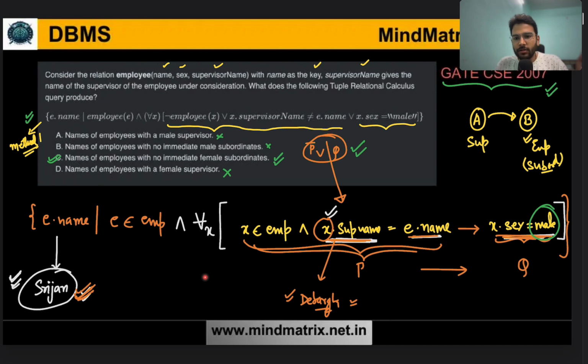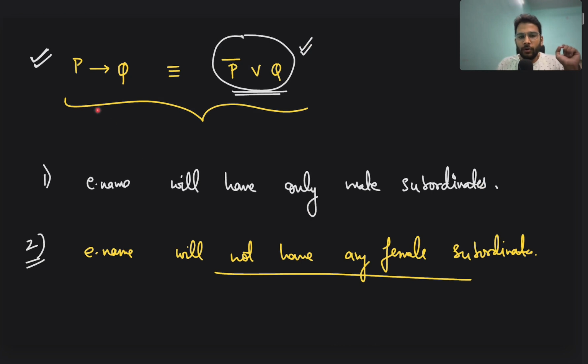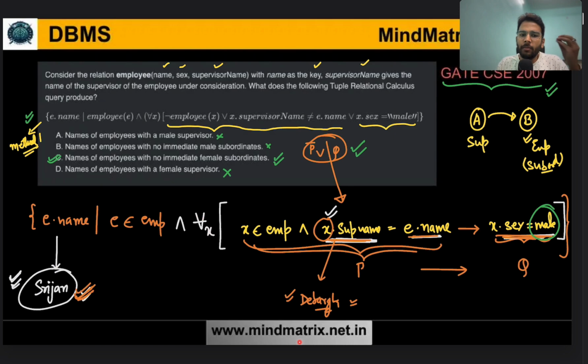This is a really good question. Definitely, this is a really good question. All you need to find out, all you need to carefully observe is this thing. If you can carefully observe this thing, if you can convert it into P implies Q, it will become really easy for you to find out what it is.